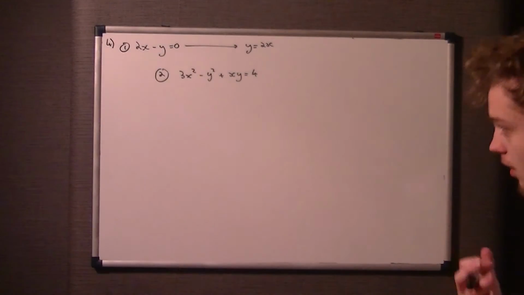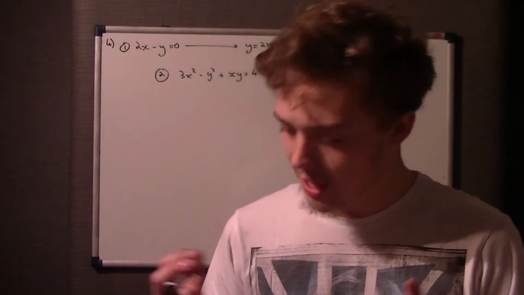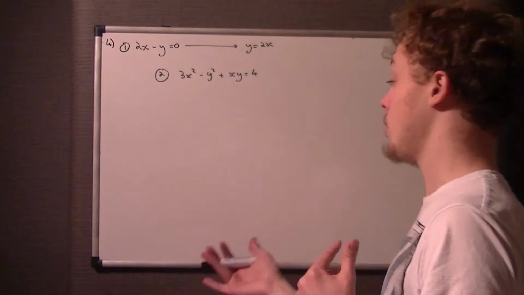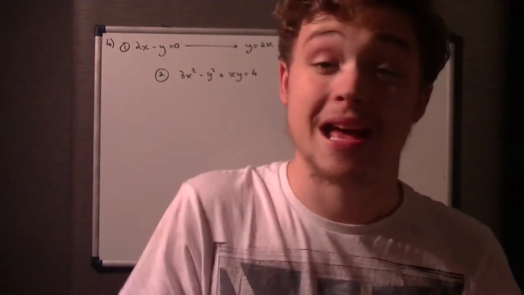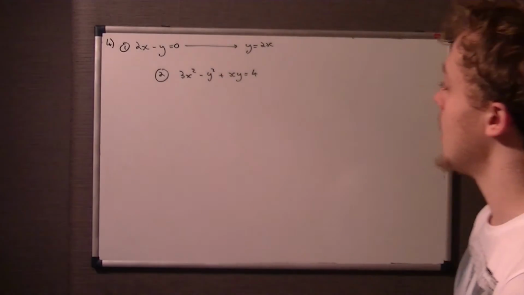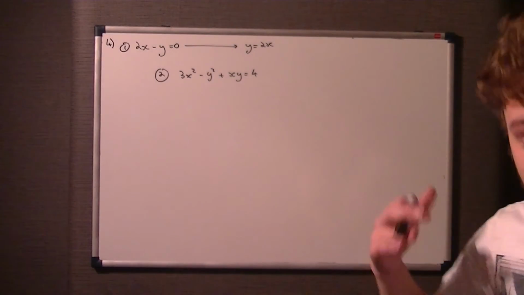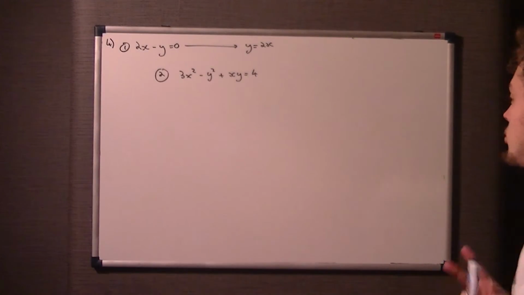Now what we've got is this 2x minus y equals 0, and all I've done is rearrange that to get y. So therefore y is equal to 2x. Now what we want to do is find the x and y coordinates of P and Q. But what do we actually have? Well, all we've got is this equation we've just worked out, so it also has to be able to help us out somehow, otherwise it wouldn't have told us. And the only other equation, the original one, is this 3x squared minus y squared plus xy equals 4.